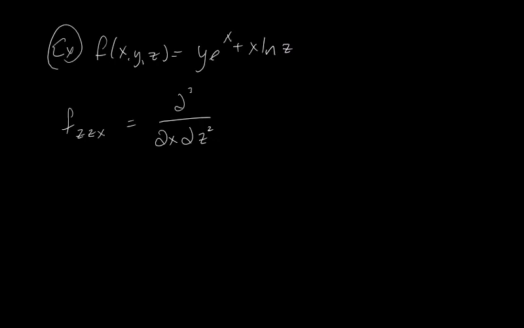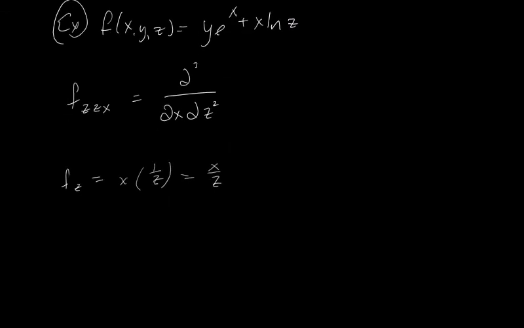So we begin by finding f z. Well, that's nice because the first term doesn't have a z in it. The first term is constant with respect to z, and therefore that's equal to 0. The second term, x ln of z, x is constant with respect to z, so it's just x. The derivative of ln of z is 1 over z. So that's just equal to x over z.